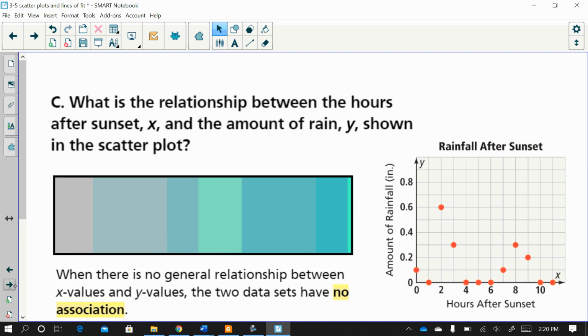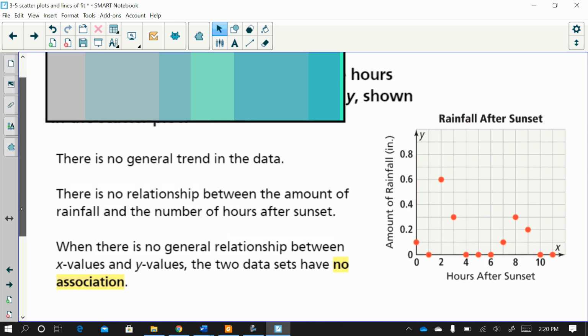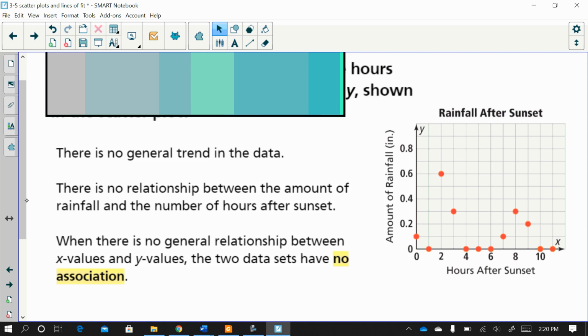Rainfall after sunset. What is the relationship between the hours after sunset, x, and the amount of rain, y, shown in the scatter plot? Well, those dots are everywhere. So is there a relationship? No, there's no general trend in this data, and there is no relationship between the amount of rainfall and the number of hours after sunset. So when there is no general relationship between x values and y values, we say that the data sets have no association.